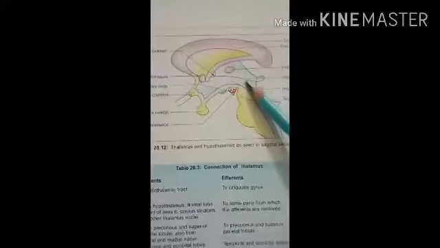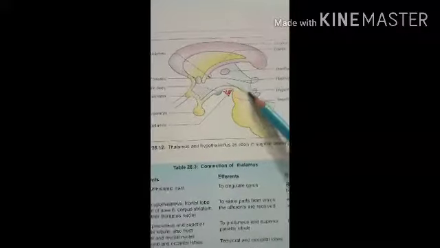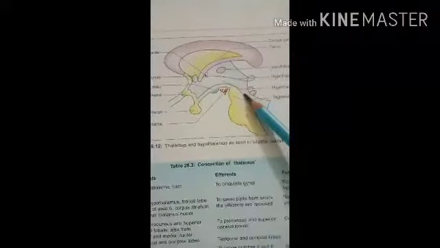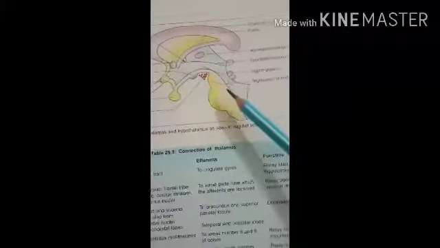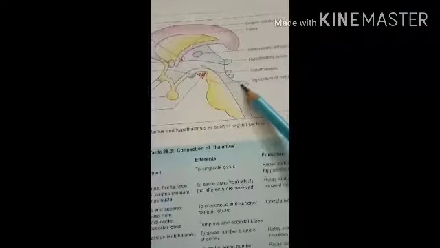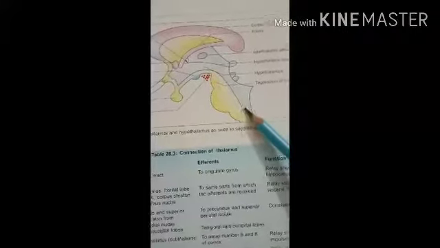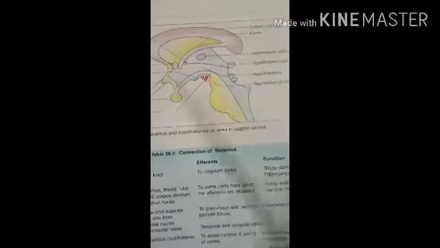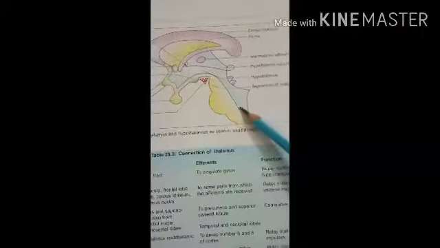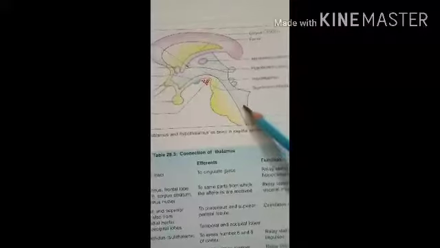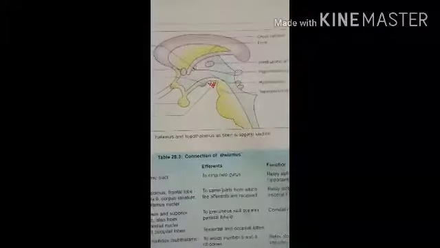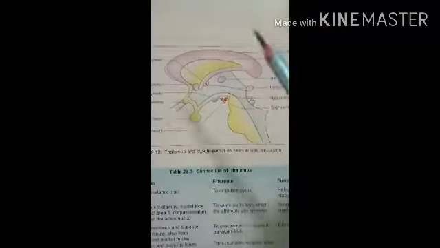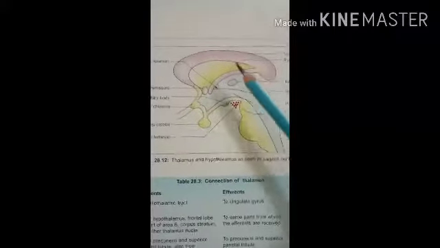Then the third ventricle is connected with the canal-like structure, the cerebral aqueduct, and the cerebral aqueduct then opens into the triangular cavity called the fourth ventricle, and this fourth ventricle is connected with the central canal of the spinal cord. Then first let's see the lateral ventricle, this one.